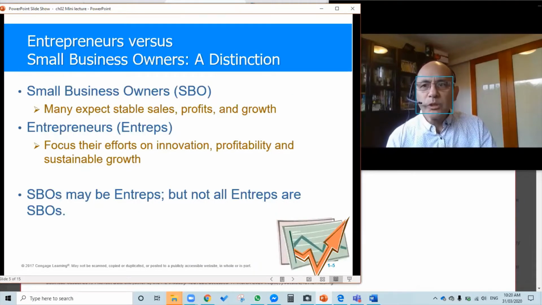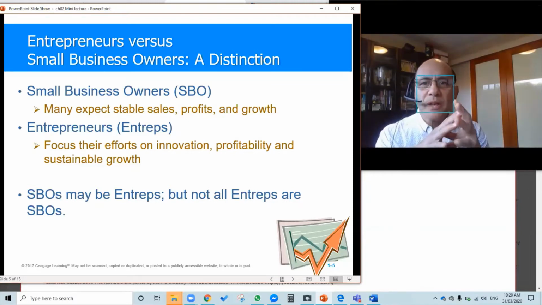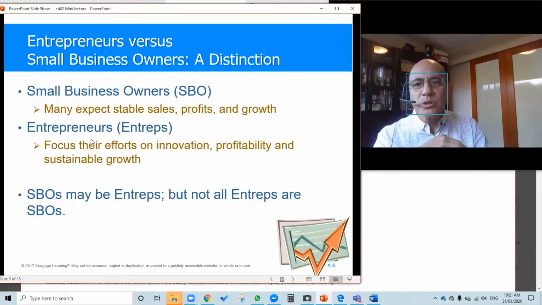A little bit of a note on the difference between a small business owner and an entrepreneur. Small business owners are not always entrepreneurial. Many of them are, but many small business owners are really just satisfied with existing sales or revenue. They don't really expect to grow. A lot of them are just happy with doing just enough profit to survive, and they're not really after growth. In which case, you are a small business owner, but not really driven by that entrepreneurial spirit. On the other hand, entrepreneurs focus a lot of effort on innovation.